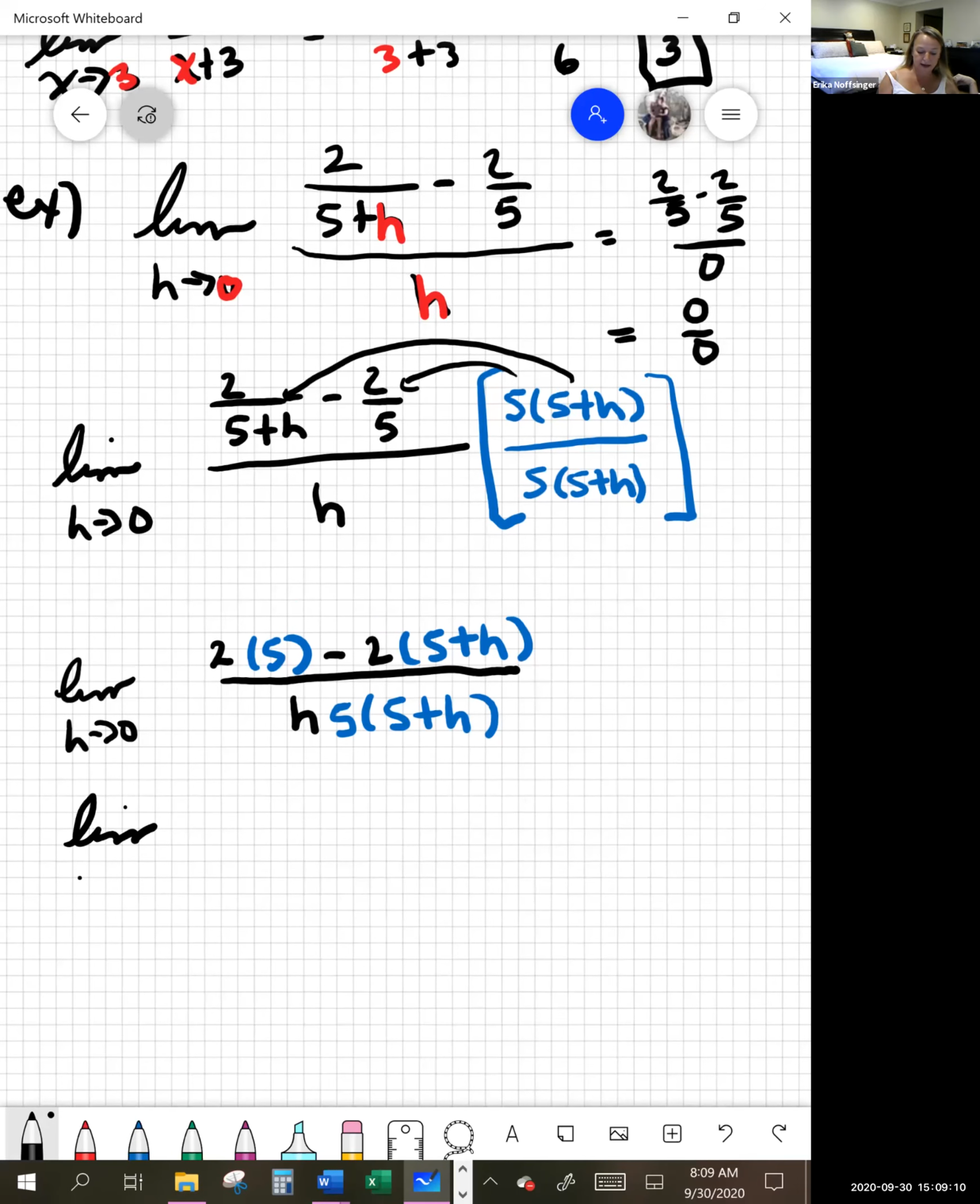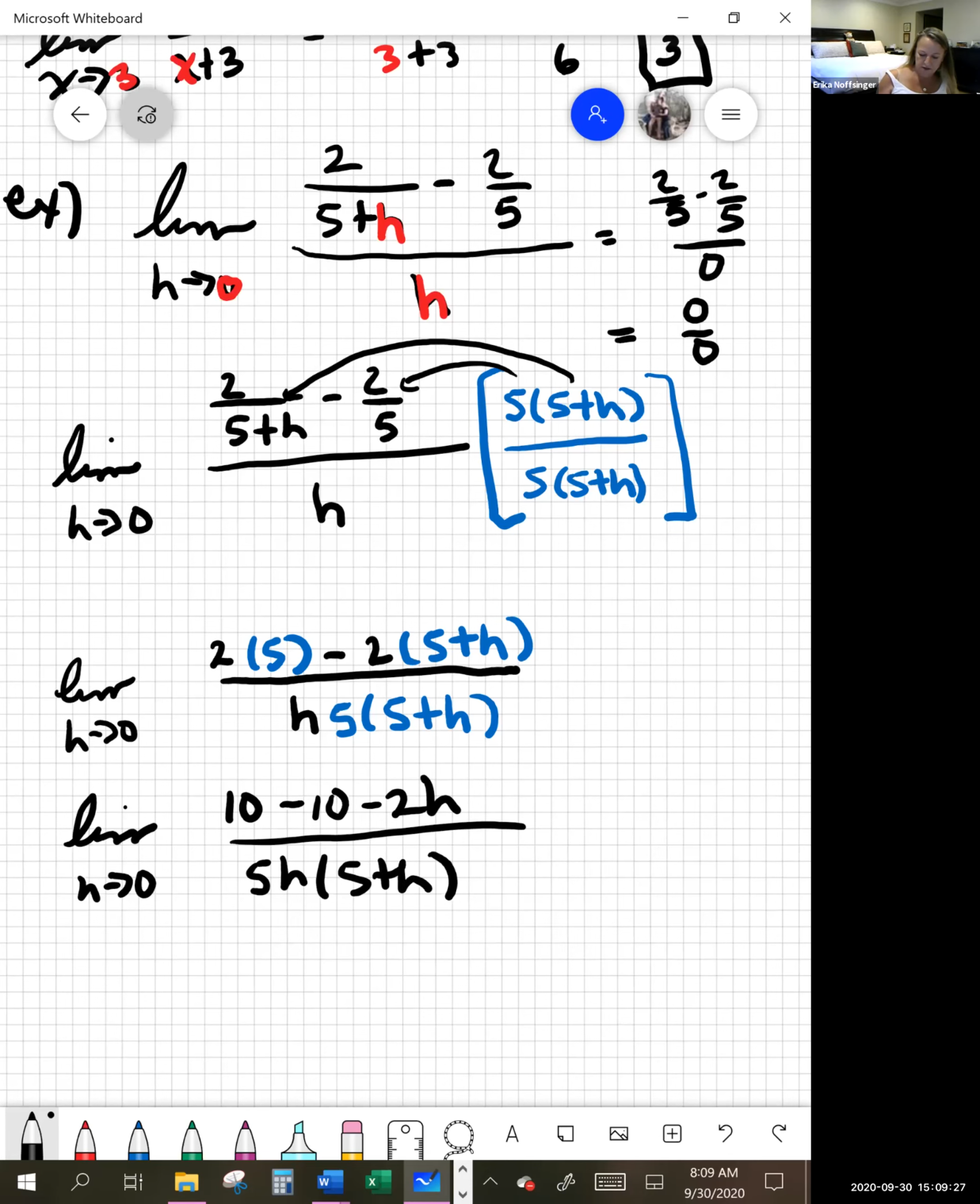So simplify. We get 2 times 5 is 10. Distribute our negative 2, we get negative 10 minus 2h all over, I'm going to write it as 5h times 5 plus h. So notice these 10s cancel. And then we have in the numerator negative 2h, and in the denominator, we also have an h. So those are going to cancel with one another.